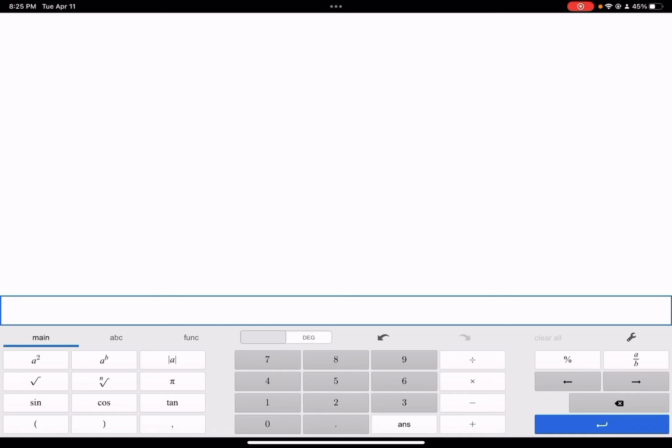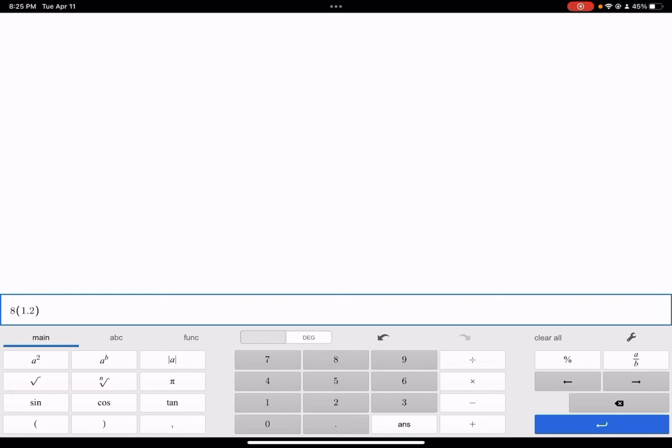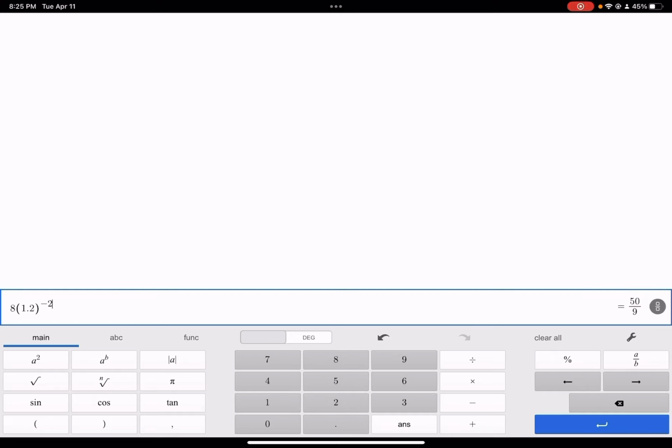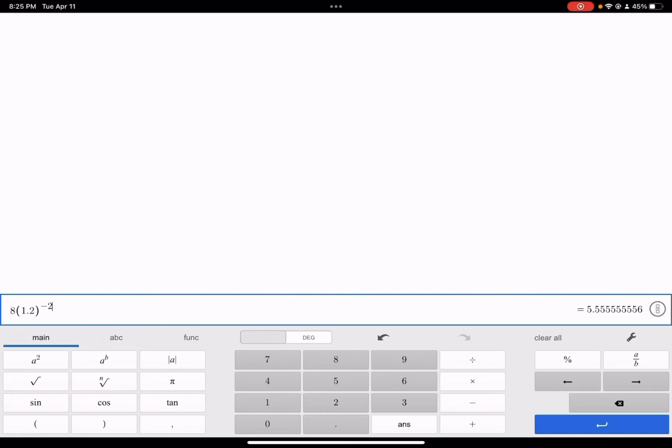So we want to plug in everything we just wrote down. So I'm going to have 8, parentheses, 1.2, close parentheses. I'm going to use this A to the B button to give me that exponent. And then I'm going to plug in my negative 2 here. Now you can see that gave me a decimal number. It does say to round to 4 decimal places, but if it said an exact answer, I could click on this toggle and that would give me the improper fraction. But again, we're looking at using the 4-digit rounding.